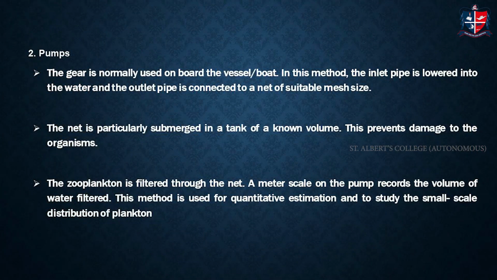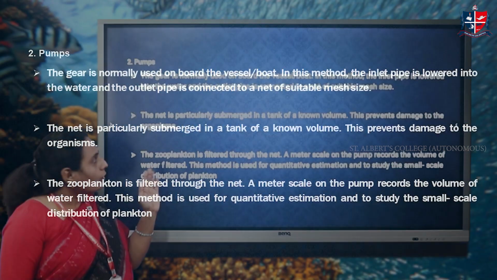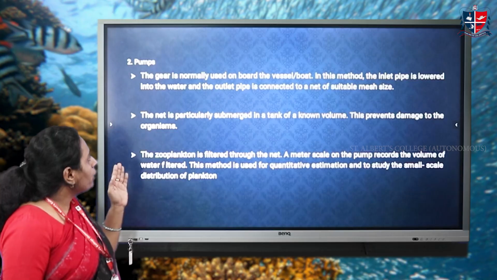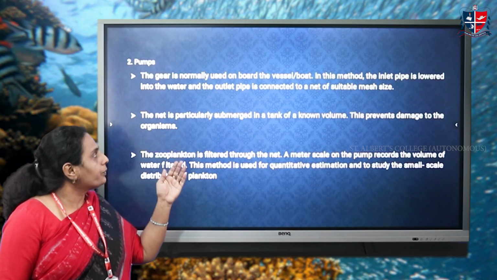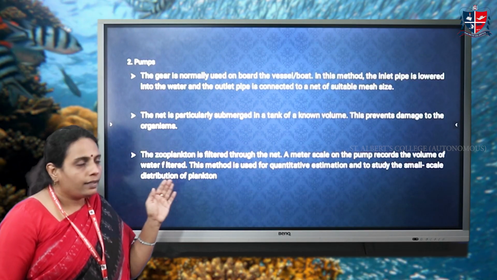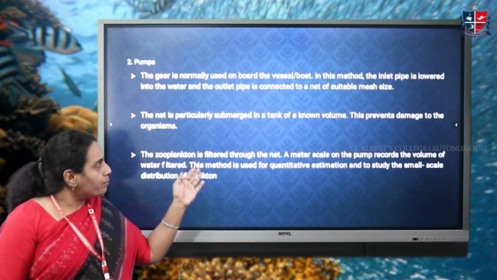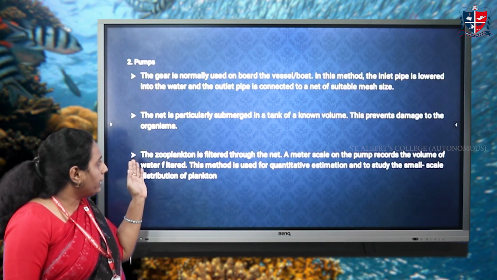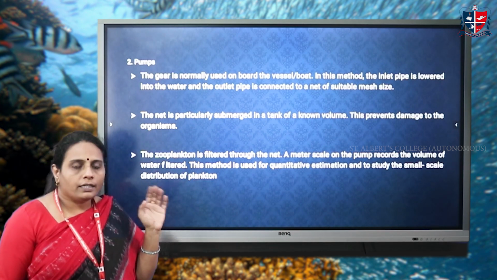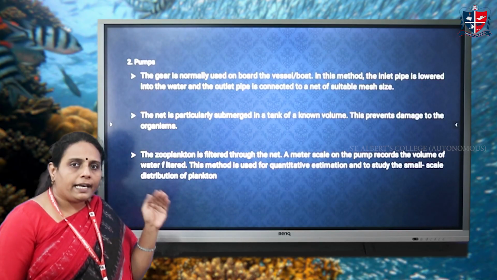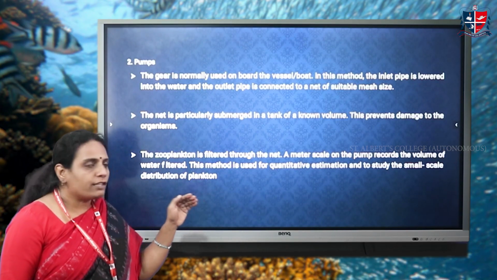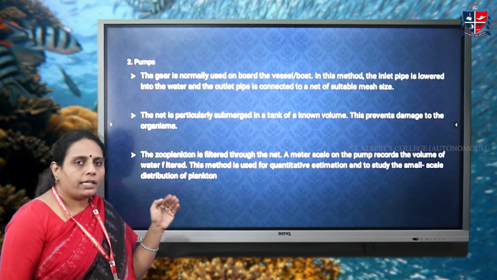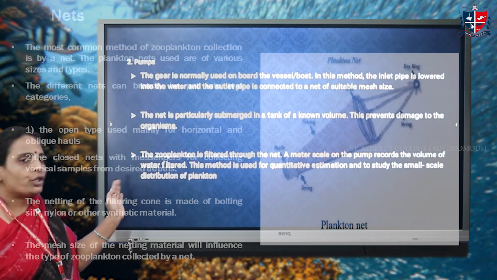Then about the pumps, the gear is normally used on board the vessel. In this method, the inlet pipe is first lowered into the water and the outlet pipe is connected to a net of suitable mesh size. The net is partly submerged in a tank of known volume. This prevents damage to the organisms, and the zooplankton is then filtered through the net. A meter scale on the pump records the volume of water filtered, and this method is used for quantitative estimation and to study the small scale distribution of plankton.